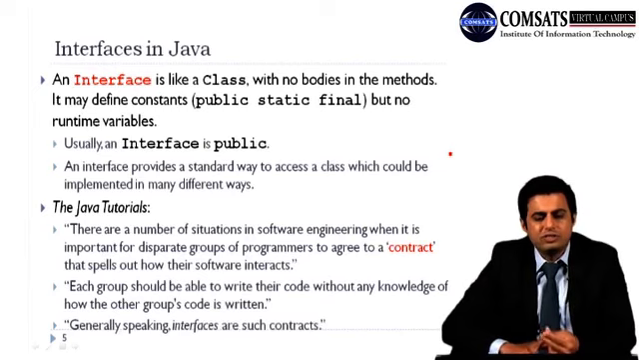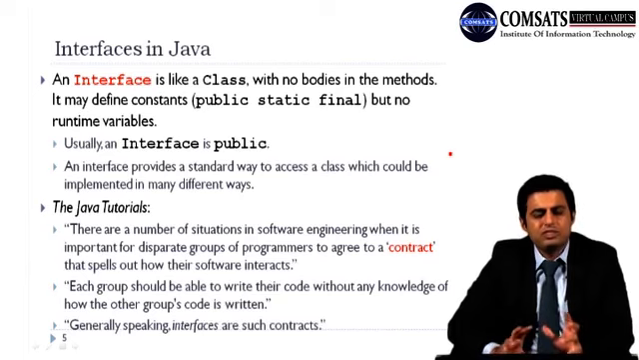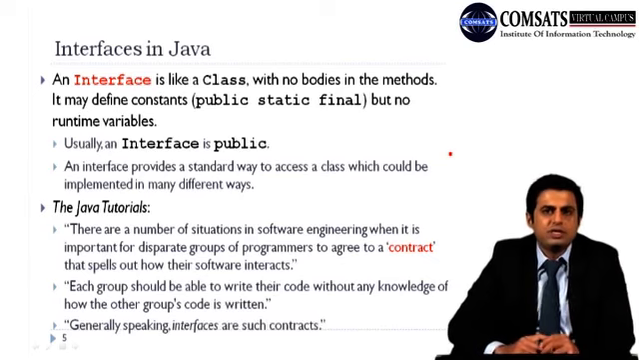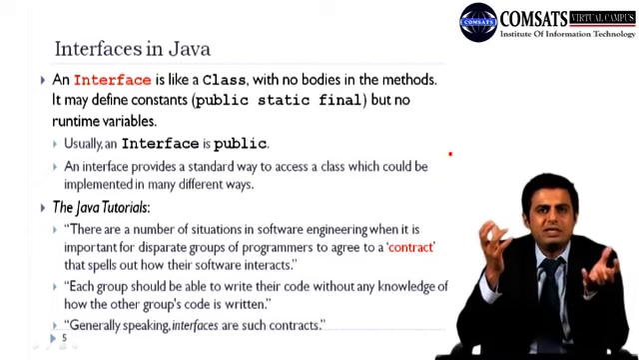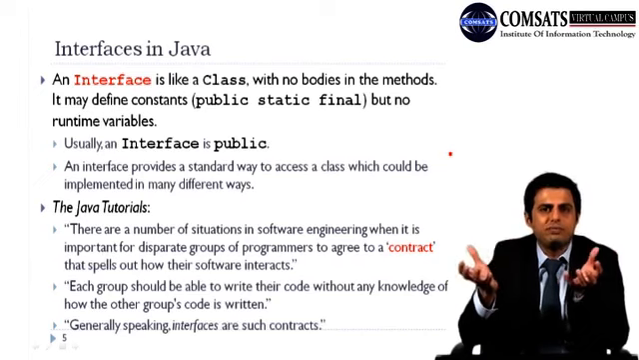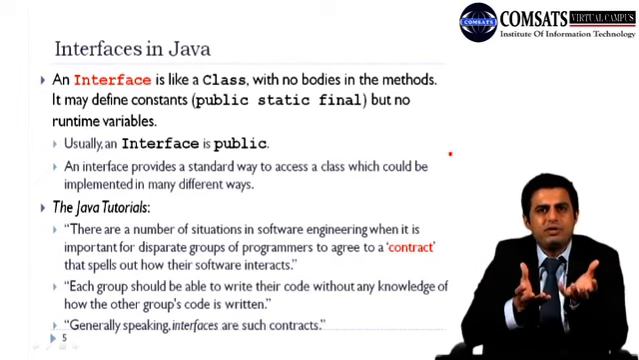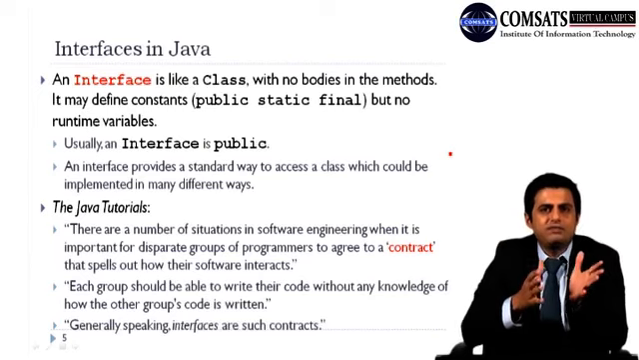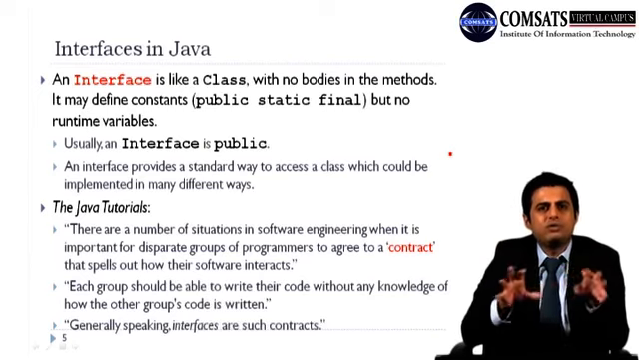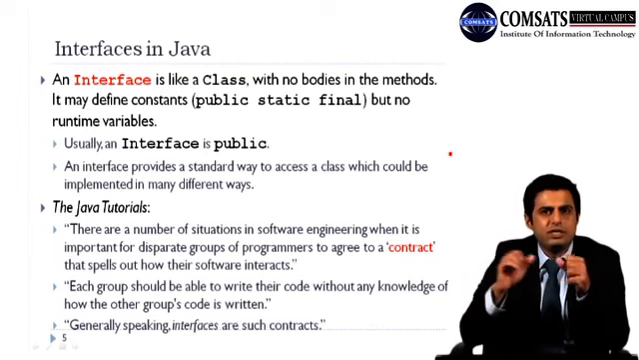Now in the Java tutorial, there are a number of situations in software engineering when it is important for disparate groups of programmers to agree on a contract that spells out how their system will interact. Each group should be able to write their code without any knowledge of how the other group's code is written. Generally speaking, interfaces are such contracts. As I told you before, if the designers are going to discuss it with the programmers, they both can agree upon some methods in an interface. It's totally up to them how they are going to implement them, like what kind of code they want to write.